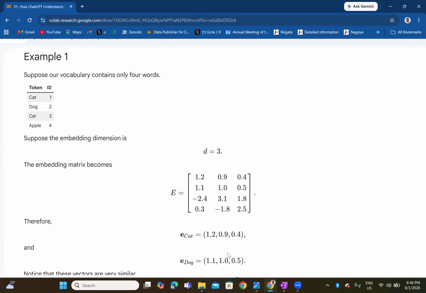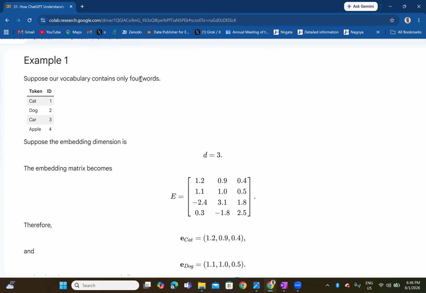So, example one now. Suppose our vocabulary contains only four words: cat, dog, car, and apple. Suppose the embedding dimension is D = 3. So for cat, you have 1.2, 0.9, 0.4. For dog, you have 1.1, 1.0, 0.5. For car, because they are totally different from cat and dog, you now have like -2.4, 3.1, 1.8. And for apple, you have 0.3, -1.8, 2.5.